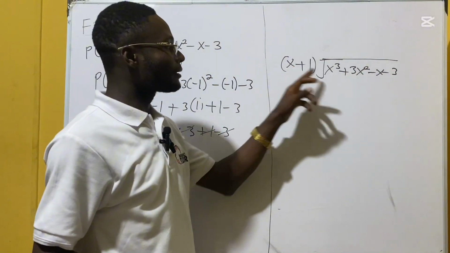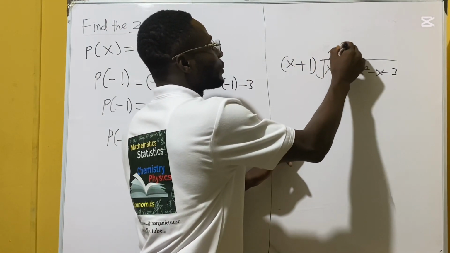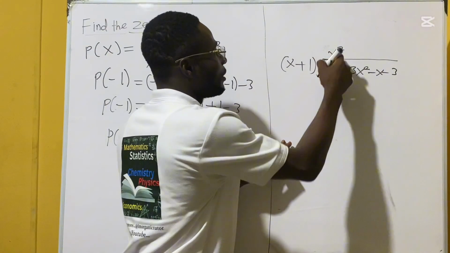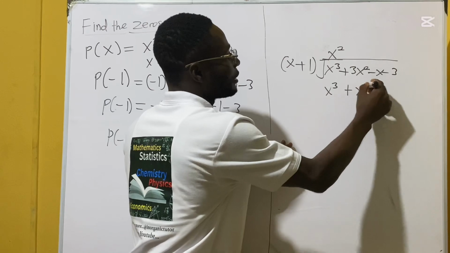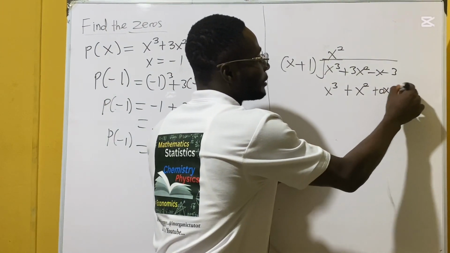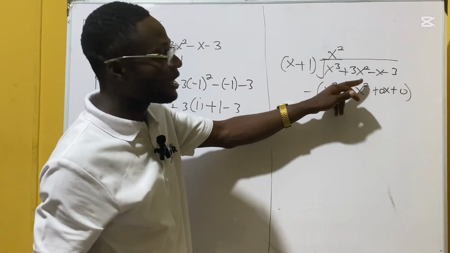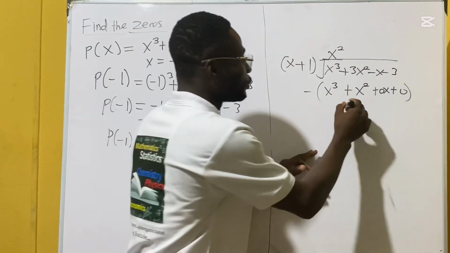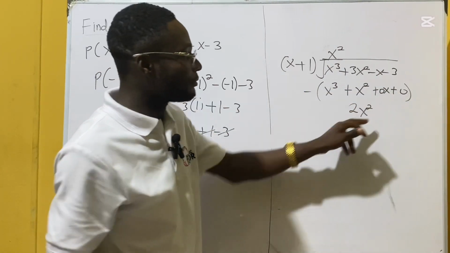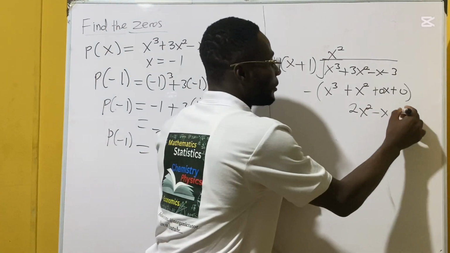Here x cubed divided by x becomes x squared. Then x squared multiplied by everything gives x cubed plus x squared. We don't have any x term, so plus 0x plus 0. Now this minus this becomes 0. 3x squared minus x squared becomes 2x squared. Then minus x minus 0x becomes minus x. Also minus 3 minus 0 becomes minus 3.